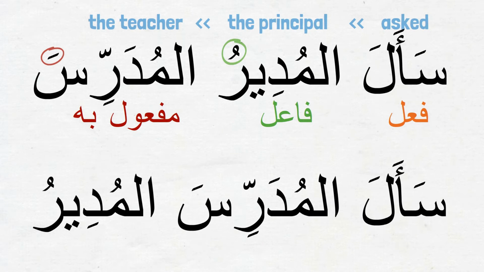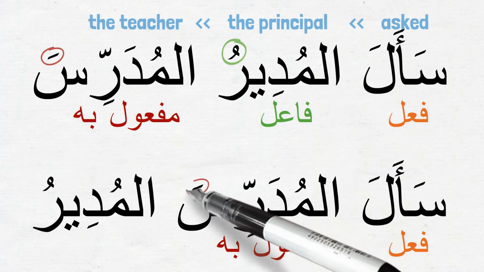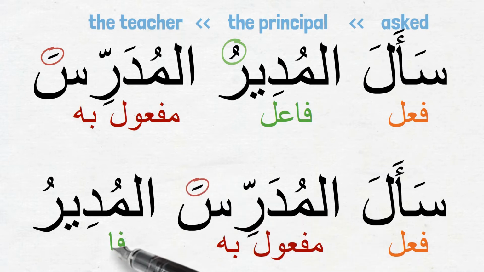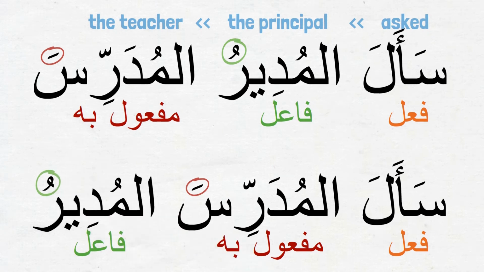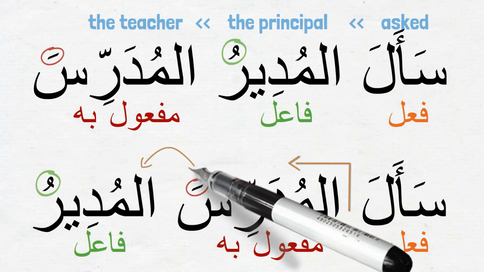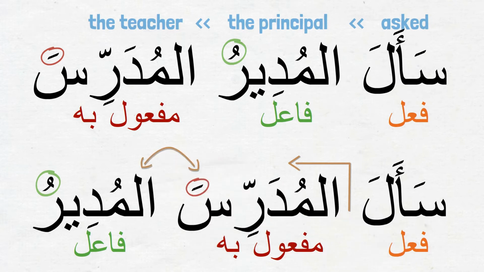سأل المدرس المدير. Here سأل is the فعل. المدرسة is still مفعول به because it is coming as منسوب, and المدير is still the fa'il because it is مرفوع. Both the fa'il and مفعول به should come after the fi'l in fi'liya sentences, but their relative position with respect to each other does not play an important role for them to be the fa'il or مفعول به. What is important is their case. مرفوع اسم is the fa'il and منسوب اسم is the مفعول به of the fi'liya sentence.